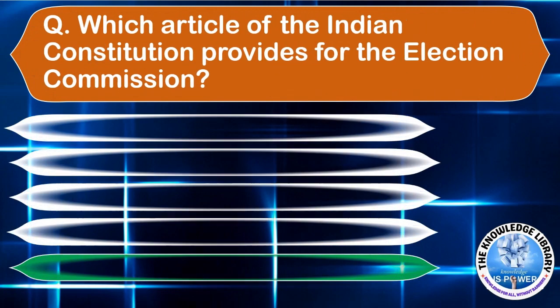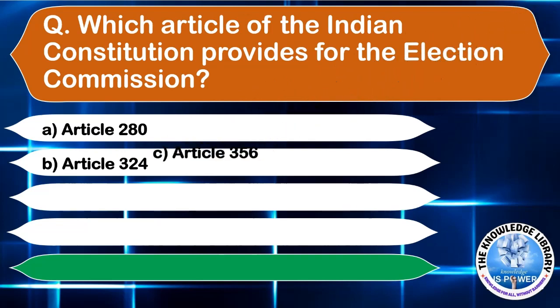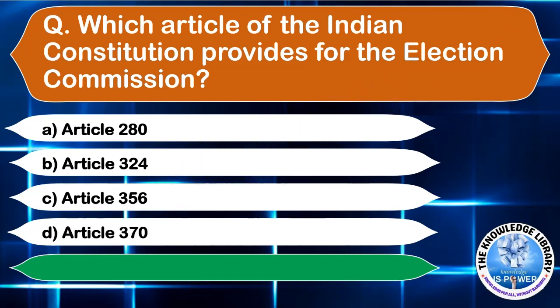Which article of the Indian Constitution provides for the Election Commission? Option A, Article 280. Option B, Article 324. Option C, Article 356. Or option D, Article 370. The correct answer is option B, Article 324. Moving to the next question.